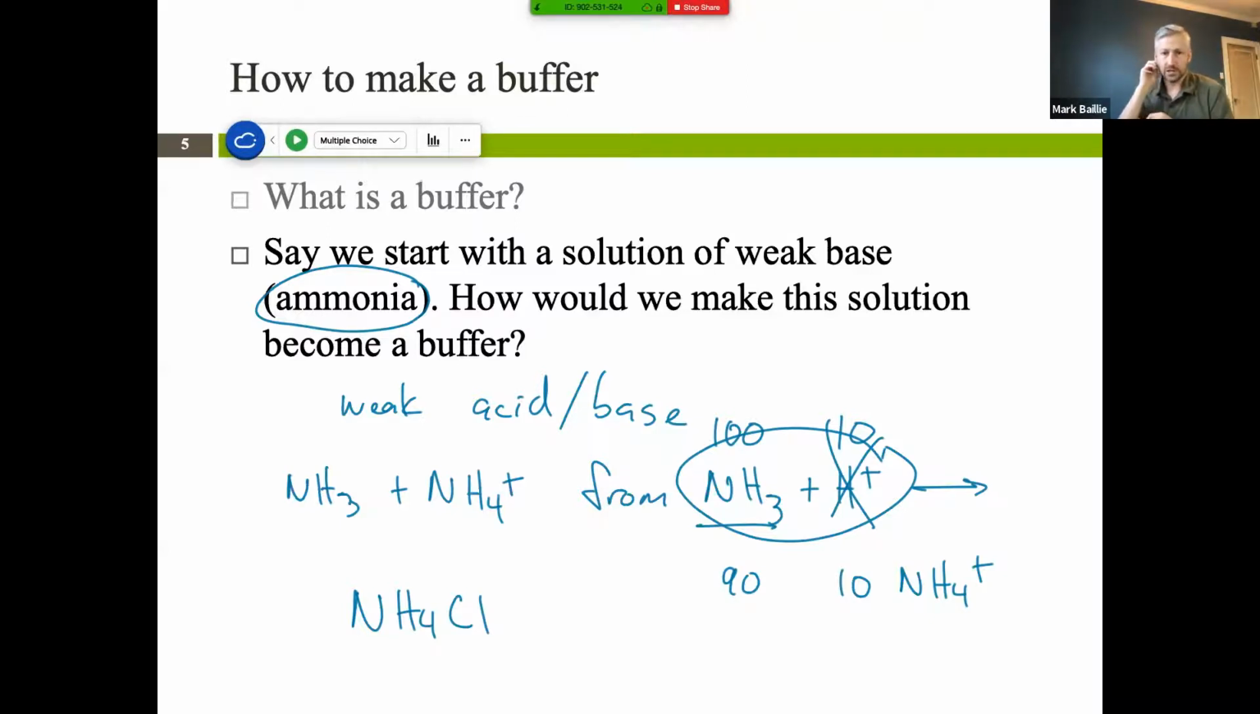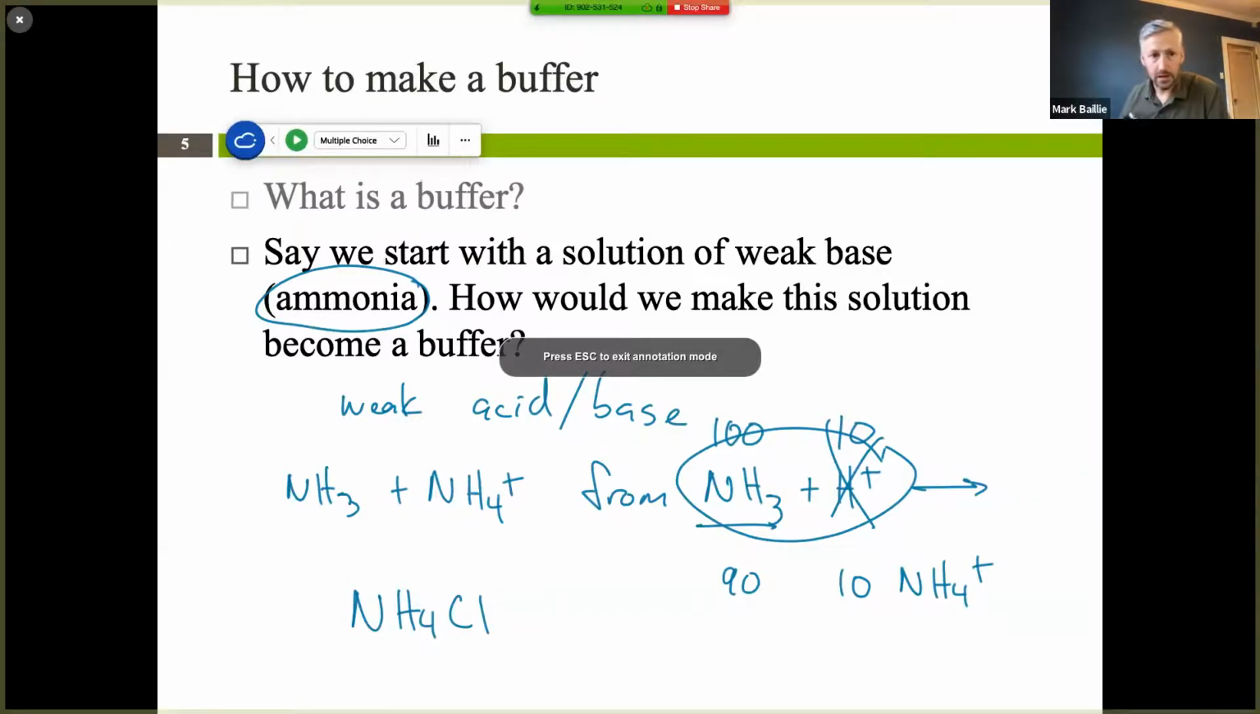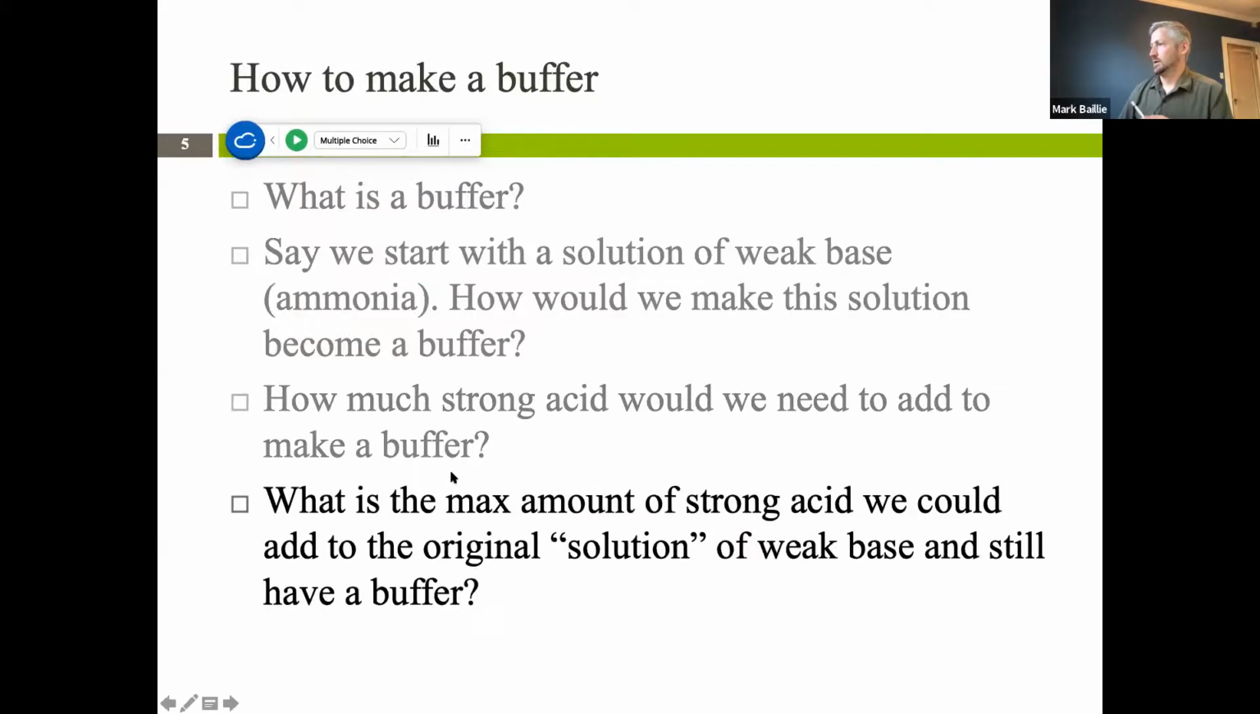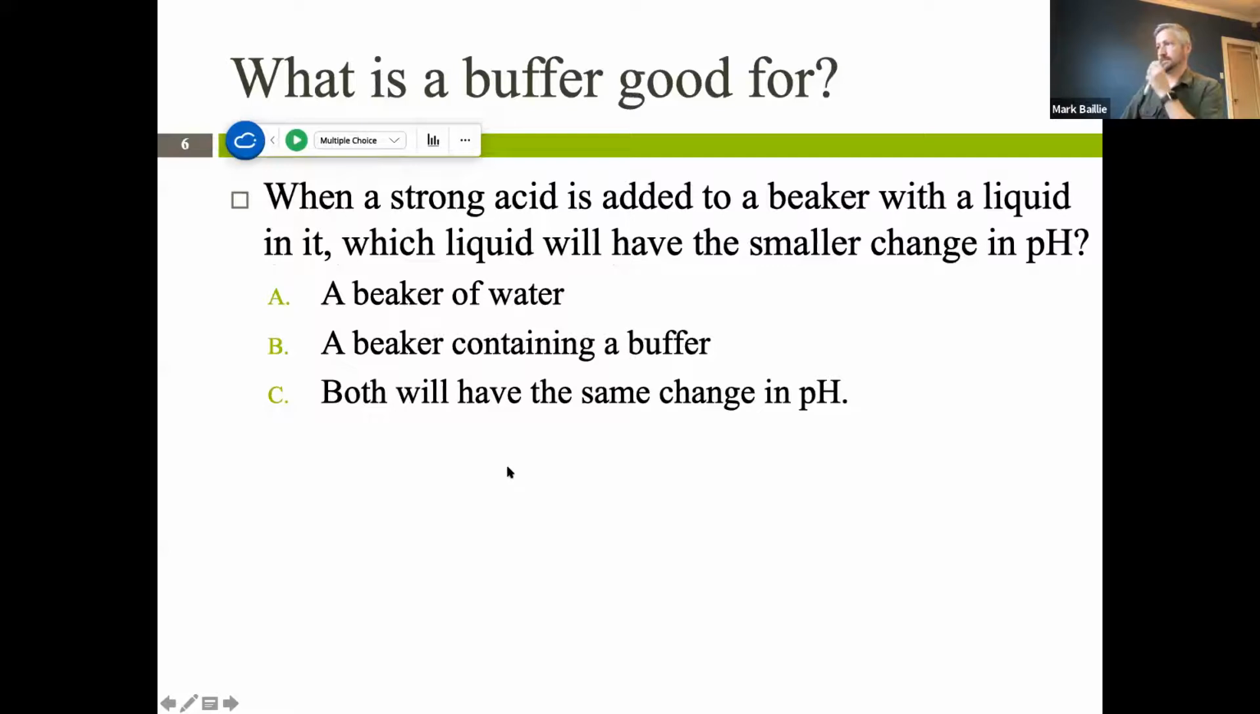So let's take a look at what happens once we have a buffer and then we add a strong acid or a strong base to it. Let's think about the concept of this first. When we add a strong acid, which is it going to have a stronger effect on the pH of? A beaker of water, a beaker of a buffer, or both will have the same change in pH?